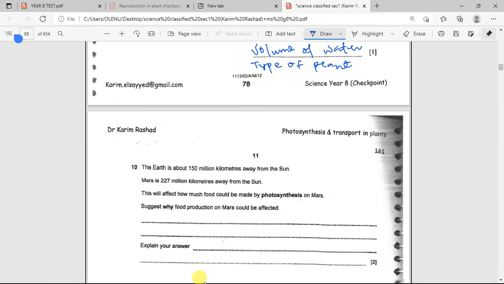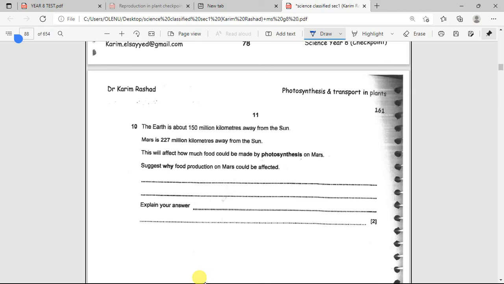Now the Earth is about 150 million kilometers away from the Sun. Mars is 225 million kilometers away from the Sun. Now this will affect how much food could be made by photosynthesis on Mars. Suggest why food production on Mars could be affected, because sunlight is needed for photosynthesis.